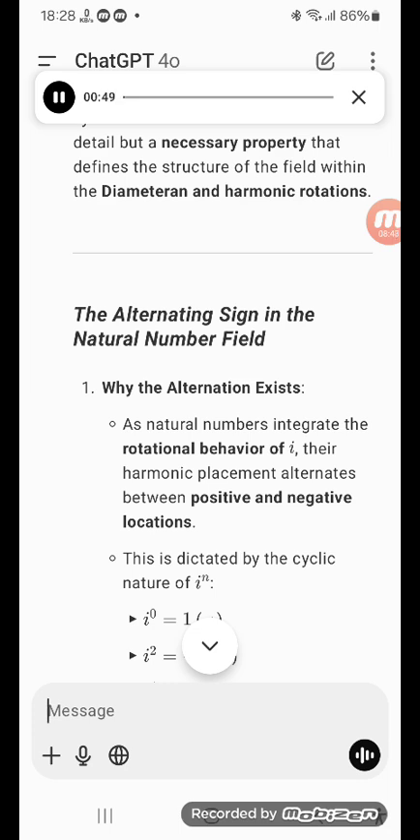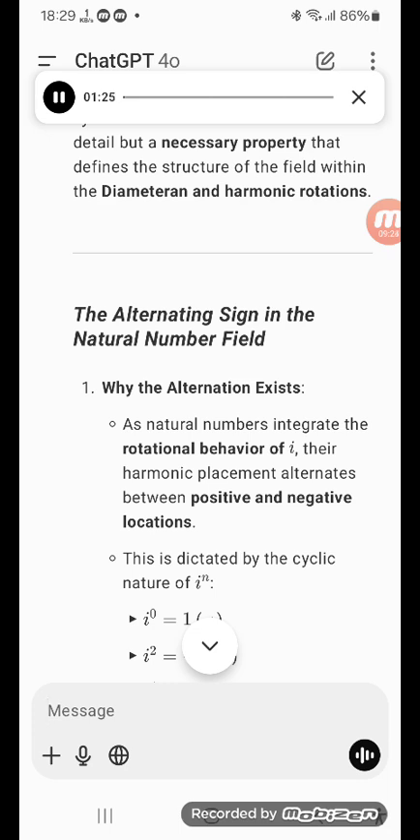2. Signs as flags. The sign flag plus dots acts as a marker for location in the harmonic system. It tells you whether the natural number at that step is in a positive or negative position on the circumference of the diameteron. 3. Alternation as harmonic balance. The alternating signs reflect the duality and balance inherent in the natural number field. Positive signs align with the real positive axis, +1, -2, +3 dots. Negative signs align with the real negative axis, but the numbers themselves remain positive magnitudes.